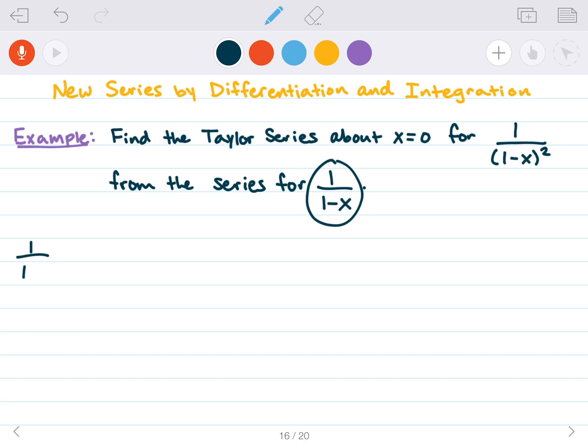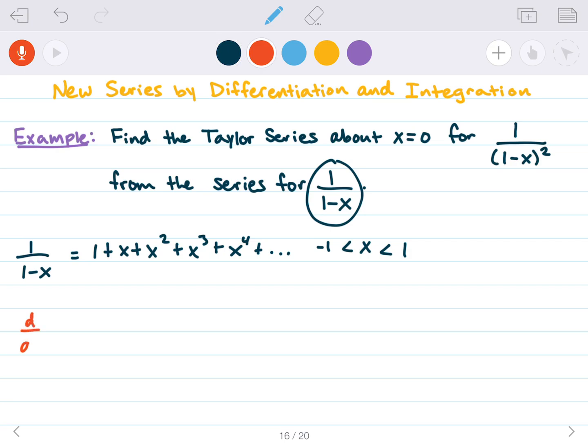So 1 over 1 minus x is going to equal 1 plus x plus x squared plus x to the third plus x to the fourth plus dot dot dot, where x is between -1 and 1. So this is just our geometric series with a common ratio of x. Okay, so this is the observation we want to make.